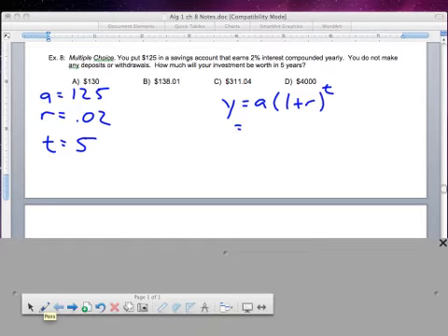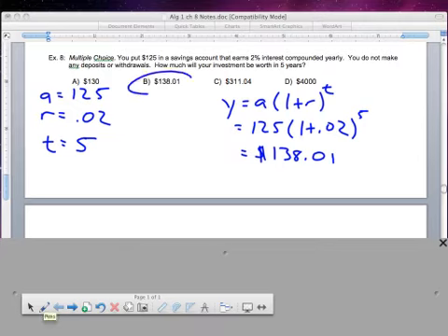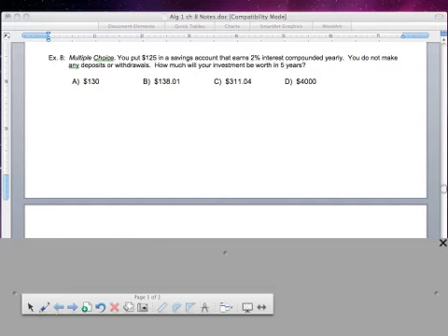And so now I just plug all of this in. So 125 times 1 plus 0.02 for 5 years. And at that point, I would just plug it into your calculator. So I have 125 times, parentheses, 1 plus 0.02, parentheses, raised to the 5th power. Hit enter, and $125, according to my calculator, is going to become roughly $138.01, and that corresponds with answer choice B. All right, so again, exponential growth: identify your initial amount, identify your interest rate, and identify the time period.